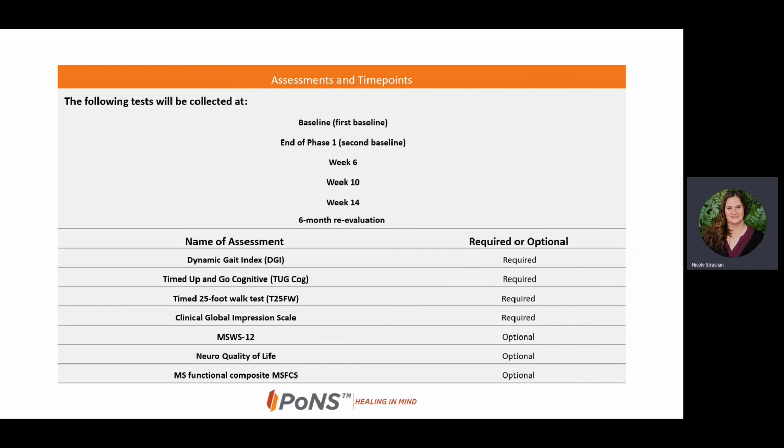The following information outlines the assessment and outcome measures that are to be collected at each time point. It also states if the assessment or outcome measures are a required test or an optional test.